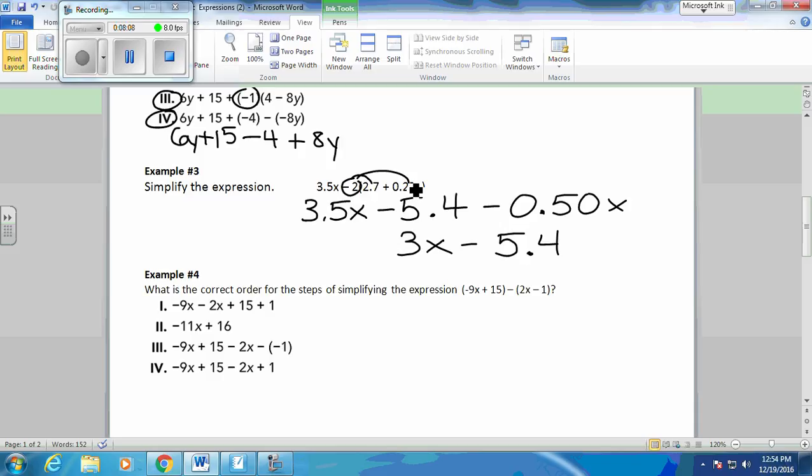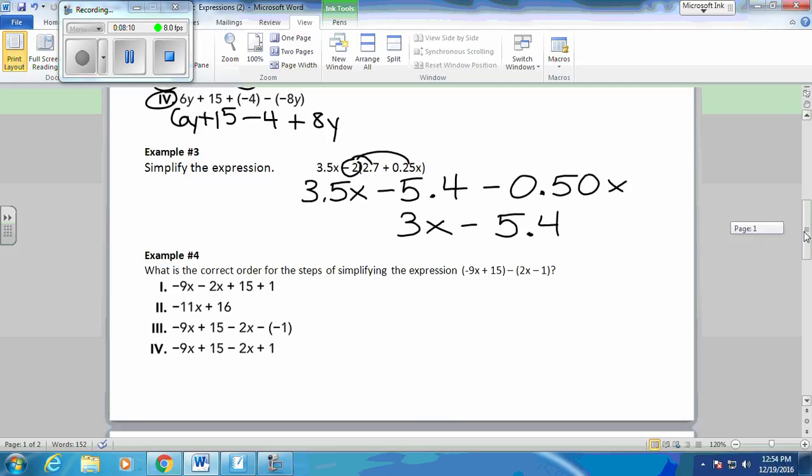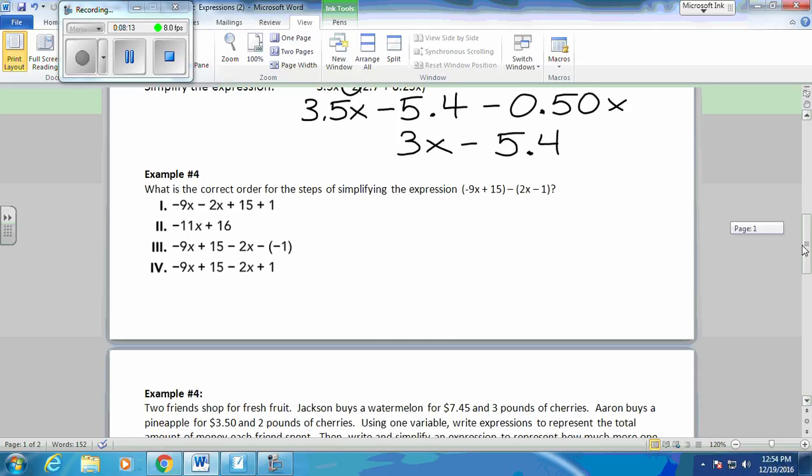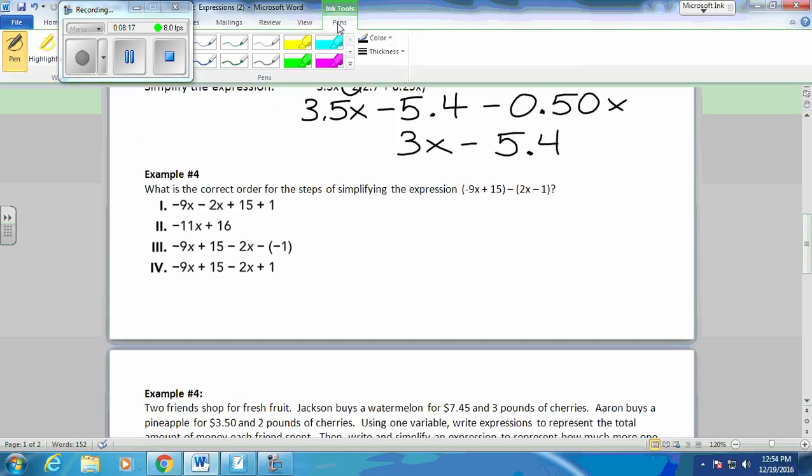Now number 4, it asks us to say what is the correct order for the steps of simplifying the expression negative 9x plus 15 minus the 2x minus 1. I think it's easier for us to just go through and actually simplify this, and then we'll decide what the correct order is.